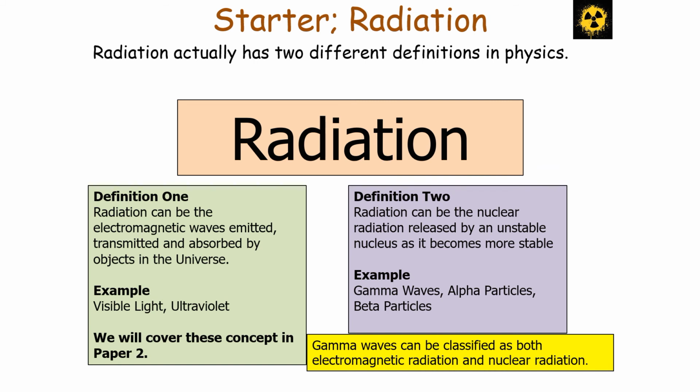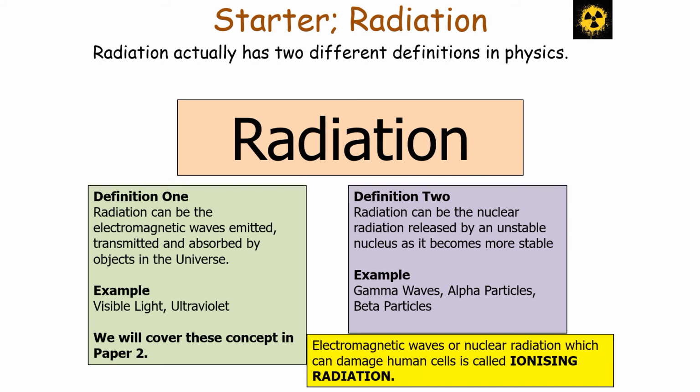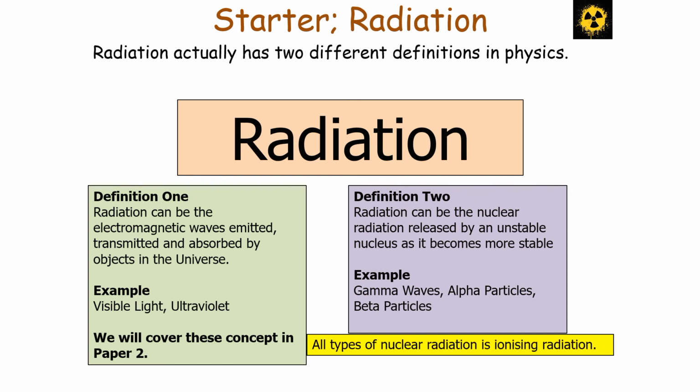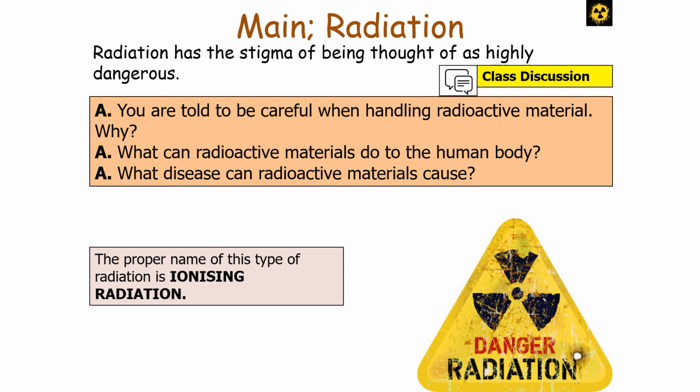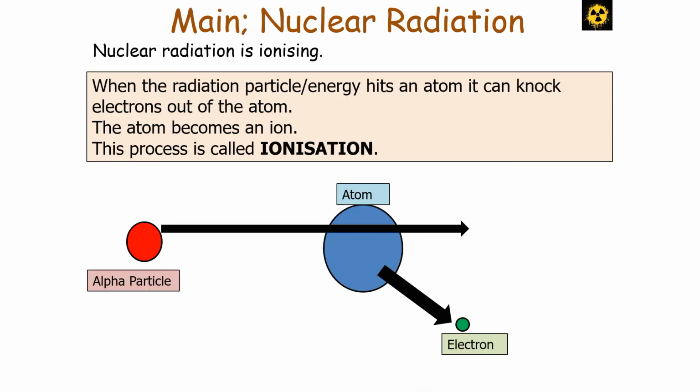Now gamma radiation is actually both nuclear radiation and electromagnetic radiation. Now electromagnetic waves or nuclear radiation which can damage human cells is called ionizing radiation. Now certain types of electromagnetic waves can be ionizing radiation, but all types of nuclear radiation is ionizing radiation. Now ionizing radiation can have a damaging impact to human health. So what is actually the process? So when radiation hits an atom, it can knock electrons out of an atom. The atom becomes an ion, and this process is called ionization.